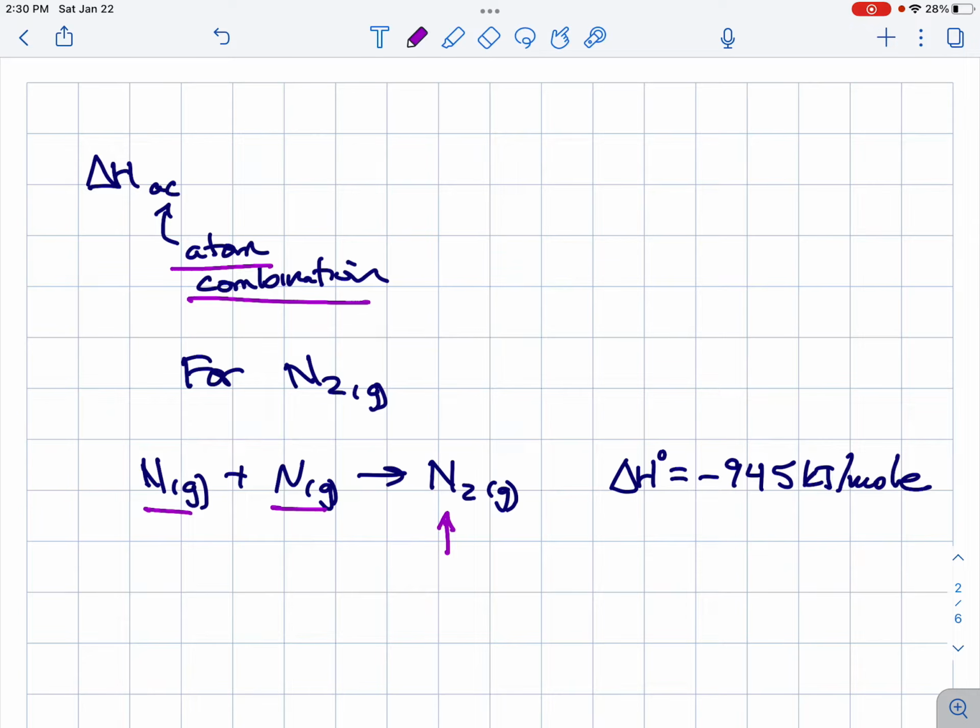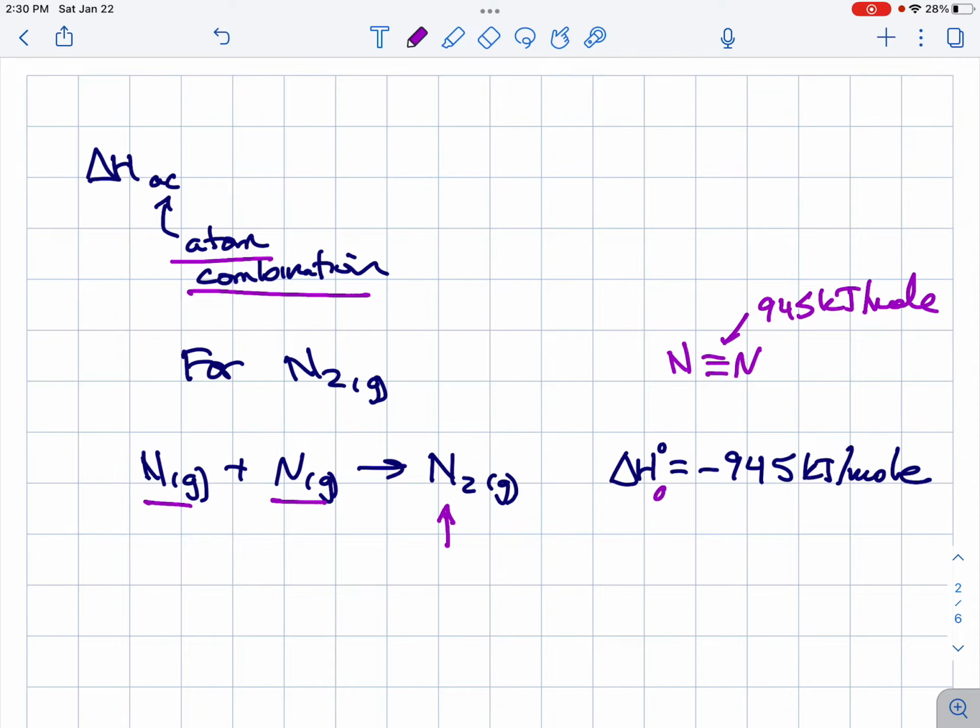That number should ring a bell because earlier in the semester we did several examples with nitrogen, and the bond energy for the nitrogen triple bond is 945 kilojoules per mole. So this is specifically a DeltaHac because it's the atom combination. This DeltaH of atom combination is the total of the bond energy in that molecule. It's easier to see that in some of these smaller molecules. Another one you'll see is oxygen gas plus oxygen gas yields O2 gas.